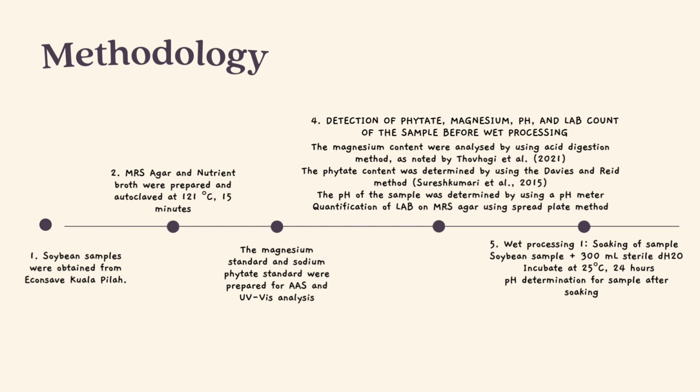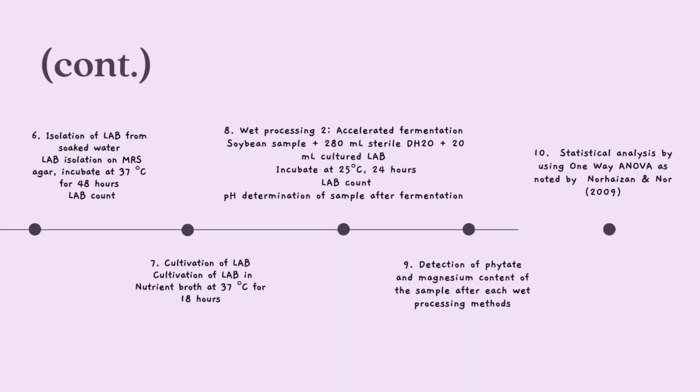The phytate content was determined by using the Davis and Reid method. The pH was analyzed by using a pH meter, and the LAB was quantified on MRS agar by using a spread plate method. And here comes the first wet processing method, which was soaking. During the soaking process, the sample was combined with sterile distilled water and incubated at 25 degrees Celsius for 24 hours. After that, the soaked water was subjected to pH determination.